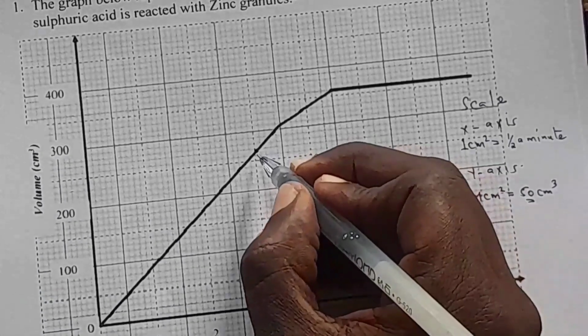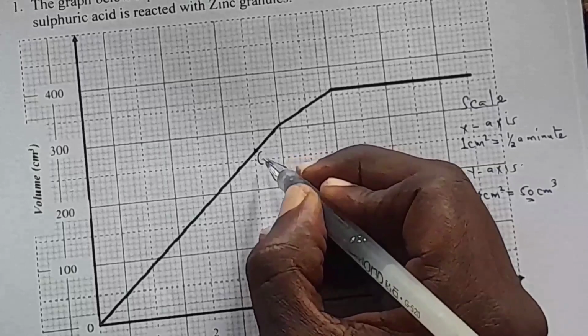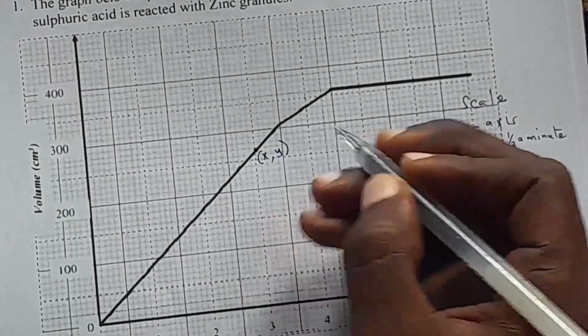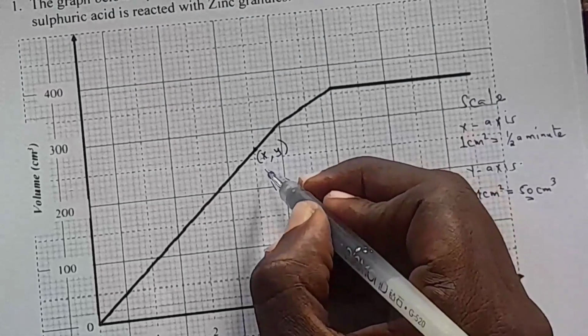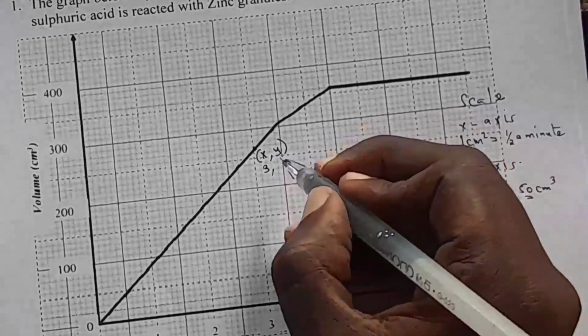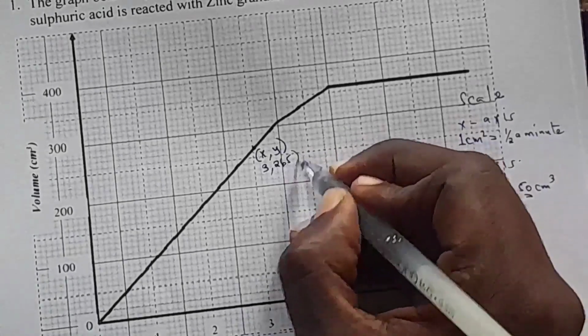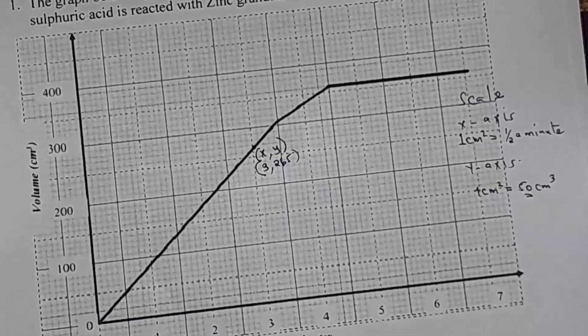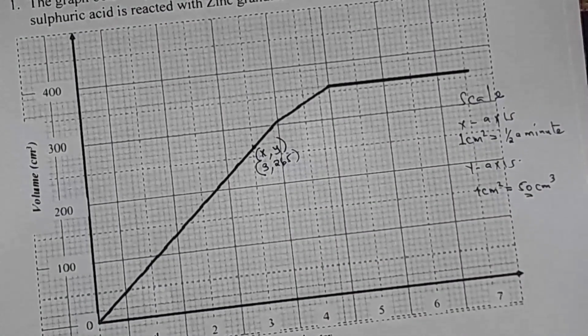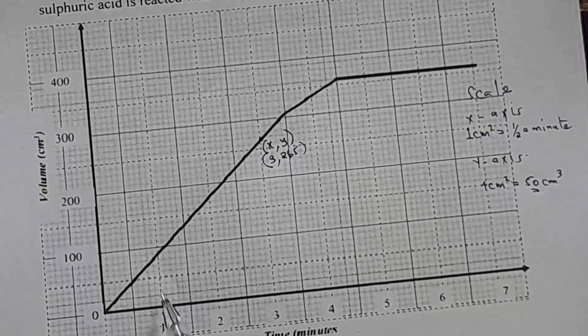So we can say that when we have a coordinate of x and y, the x will be 3 minutes here and the y will be 265 centimeter cube. Okay, we're done with that, the third minute. We go to the first minute again. So in the first minute, we have here.